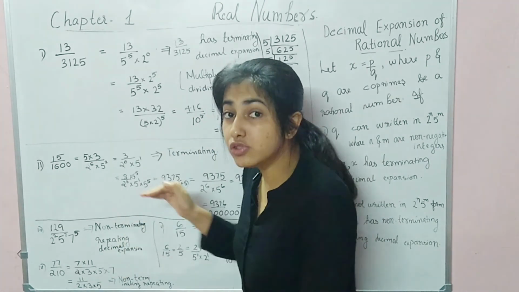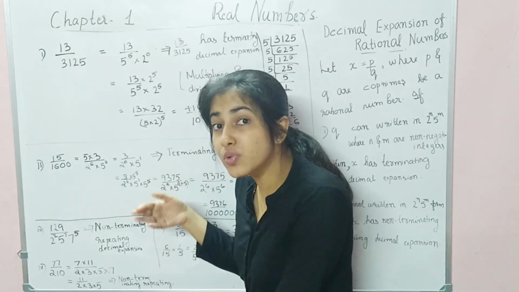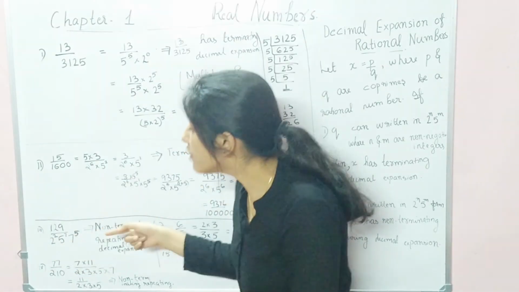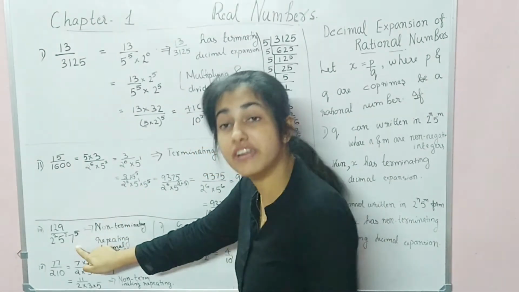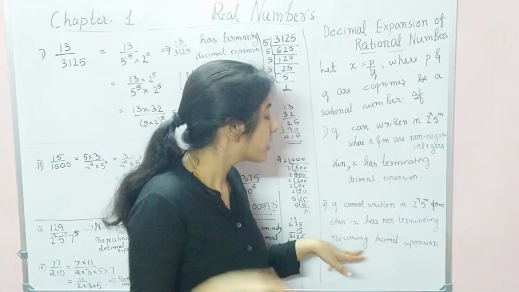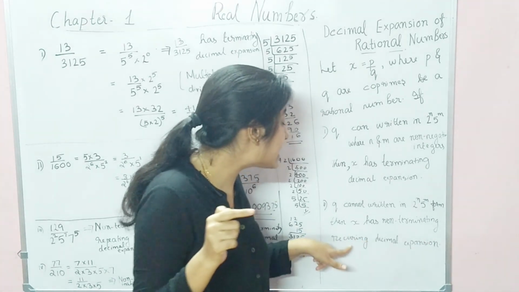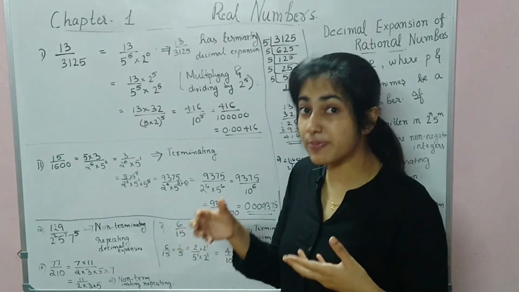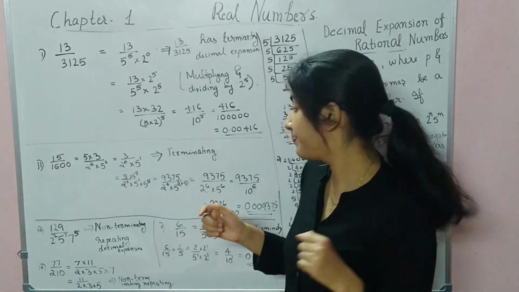And now you have to observe whether the denominator q is of the form 2 raised to n into 5 raised to m. This denominator is not of the form 2 raised to n into 5 raised to m because we have a 7 raised to 5 also along with these two numbers in the denominator. So the decimal expansion of this number is non-terminating recurring, since we cannot write the denominator in its prime factorized form as 2 raised to n into 5 raised to m.